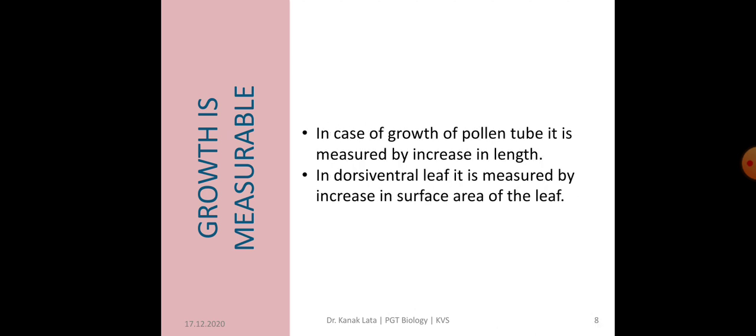Growth of pollen tube is measured in terms of its length. In dorsiventral leaf, it is measured by increase in the surface area of the leaves. So, these are the different parameters by which growth can be measured.